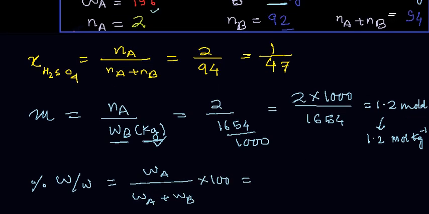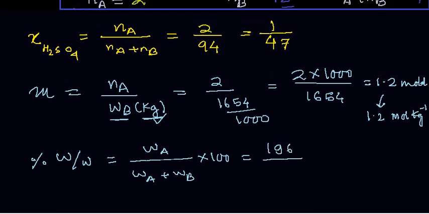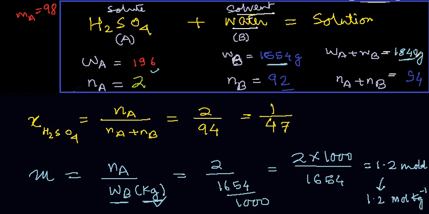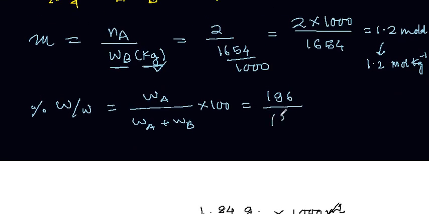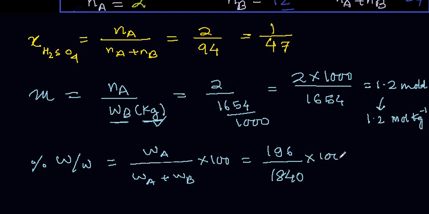So the weight of the solute that we have is 196 and the total mass is 1840. So we'll just write it here, and then this is multiplied by 100, which is equal to 10.6%. Since percentage is all about fractions or ratios, we won't have any unit, so we need to be careful with this. Here also, as we can see, there is no unit in mole fraction.